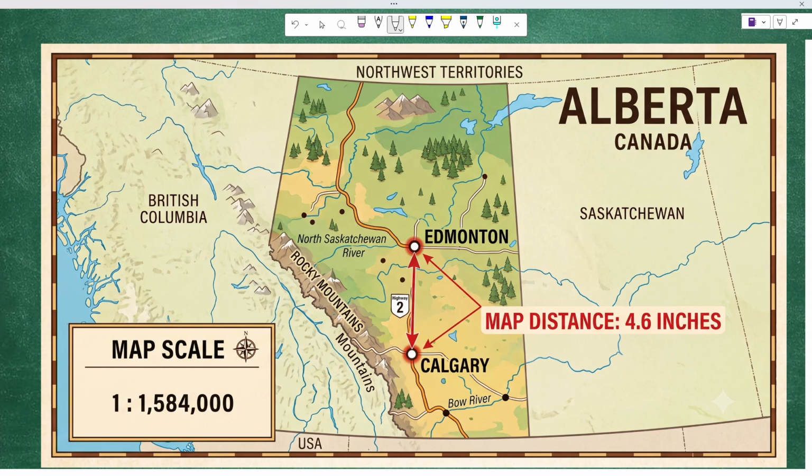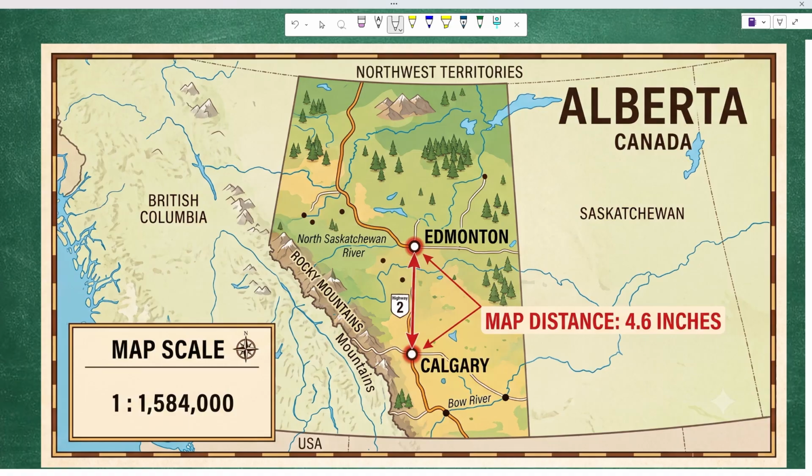Before we do any calculations, let's understand what this ratio 1 to 1,584,000 actually tells us. Here is the golden rule of ratio scales. They are unitless. That means whatever unit you use on the map, the exact same unit applies to the real world. For example, if you measure 1 centimeter on the map, it represents 1,584,000 centimeters on the ground. If you measure 1 paperclip, it means 1,584,000 paperclips in real life.